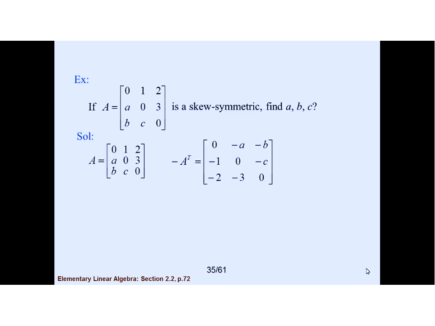Similarly, if this is a skew symmetric matrix, find A, B, C. First we find the transpose of this, and because A is equal to minus A transpose, the value of A is equal to minus 1, B is equal to 2, C is equal to 3. So A transpose is symmetric.